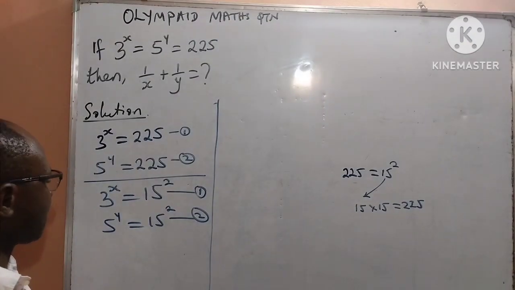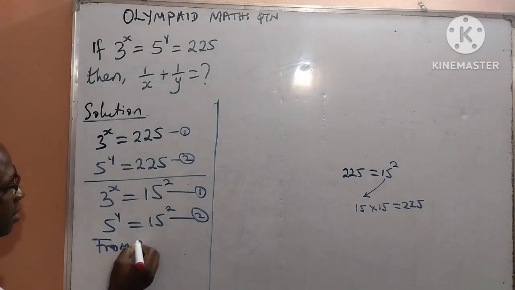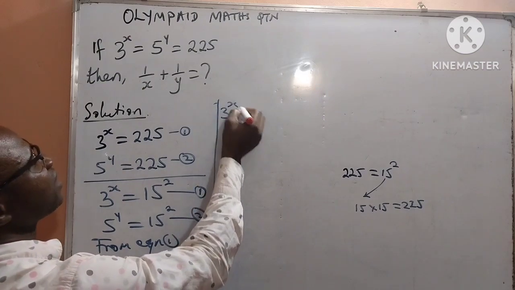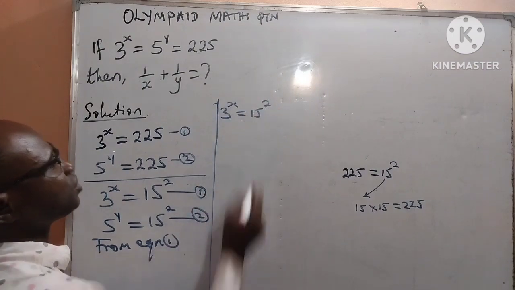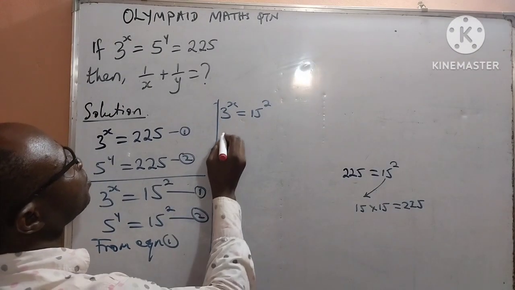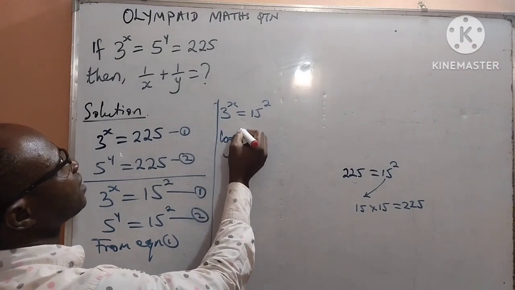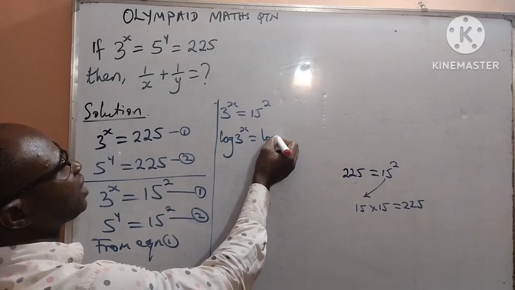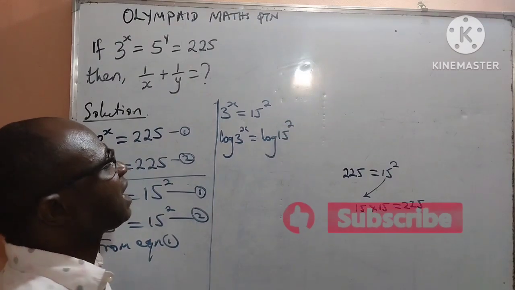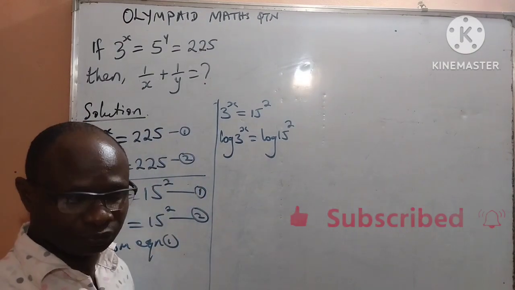Alright? So, taking it from equation 1, and that is 3 raised to x equal to 15 raised to power 2. I will apply logarithms to both sides of the equation, and that is going to give me that the logarithm of 3 raised to x is equal to the logarithm of 15 raised to 2. Alright, so we have applied logarithm to both sides in equation 1.